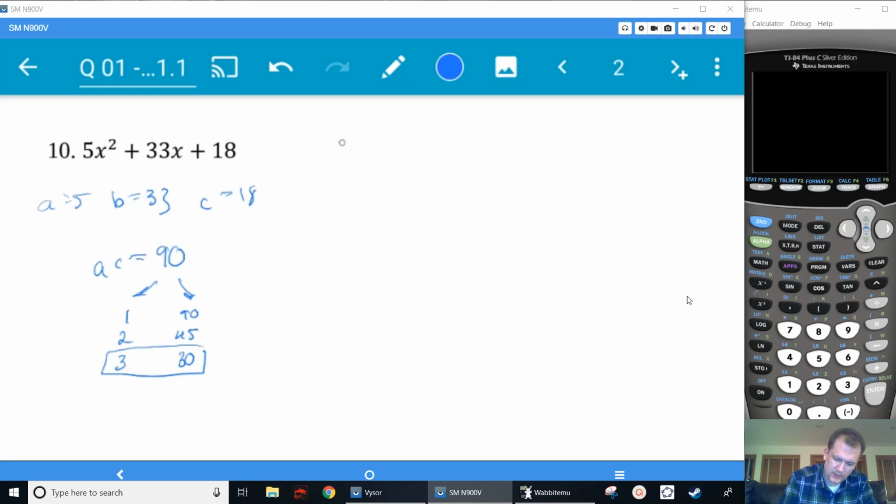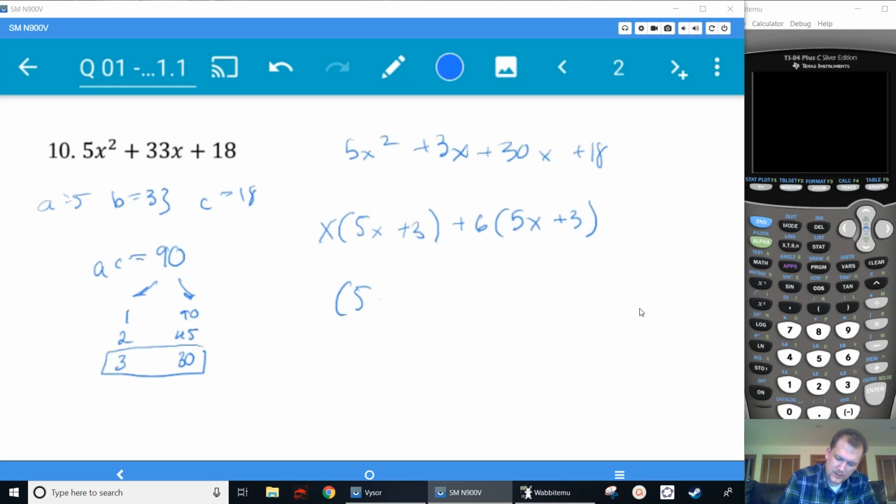So that's how we're going to break this apart. X comes out. 6 looks like what I want to pull out there. So it's 5x plus 3 times x plus 6.